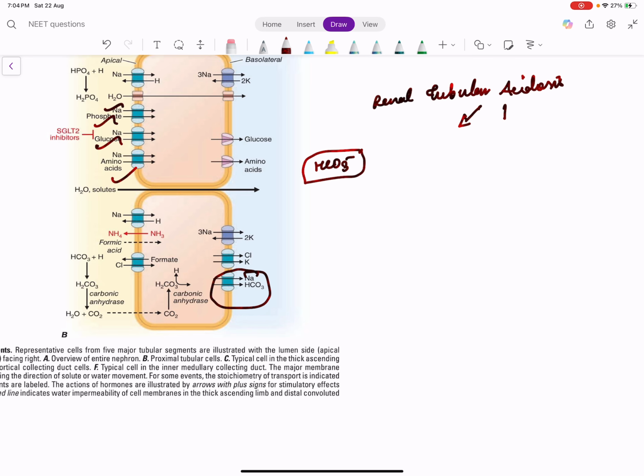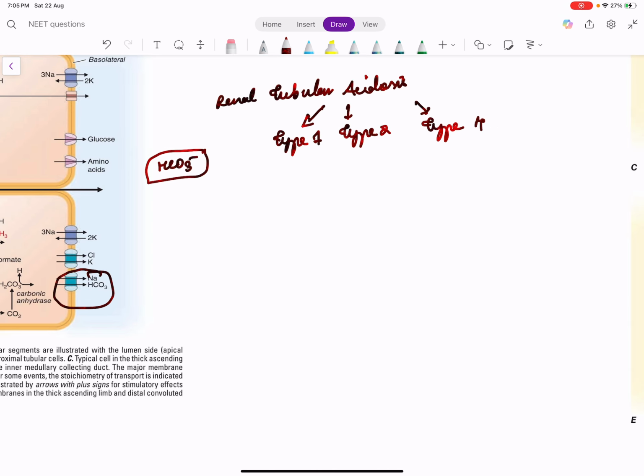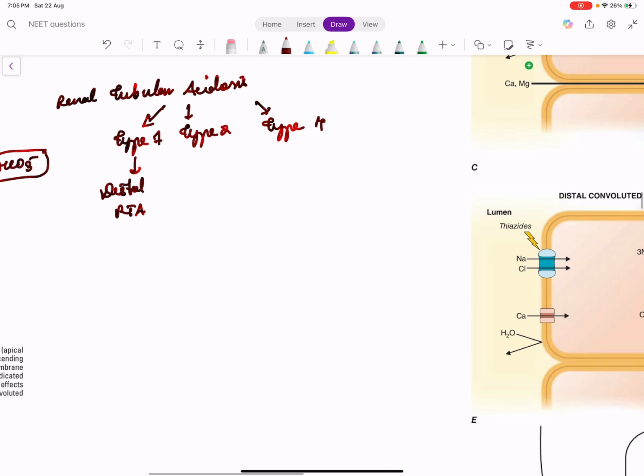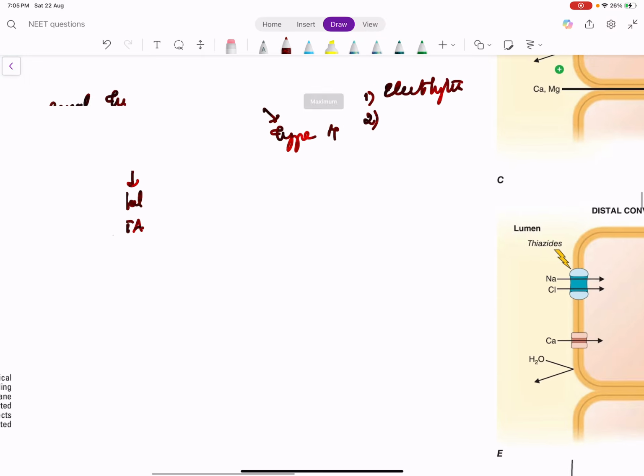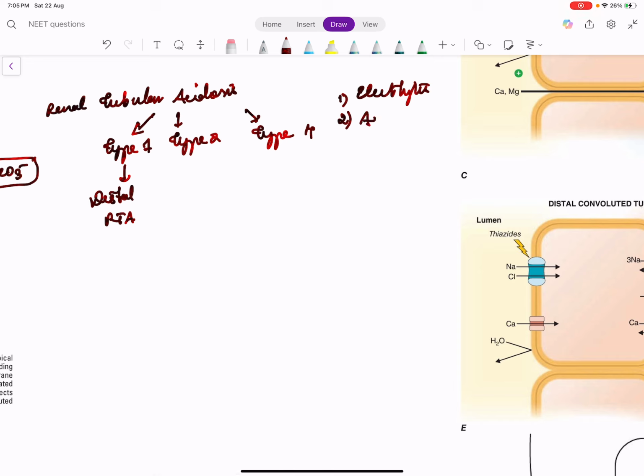It is of three types: type 1, type 2. Previously there was a type 3, it is not clinically important, and type 4. Type 1 is called distal renal tubular acidosis. I told you any problem in the tubules will cause problems with the electrolytes. There can be problems with the bicarbonate, so there can be acidosis. I'll note it down first. Electrolyte abnormality, like we discussed about glomerular diseases causing hematuria, proteinuria, edema and hypertension. Tubular diseases cause electrolyte abnormalities, they cause acidosis.